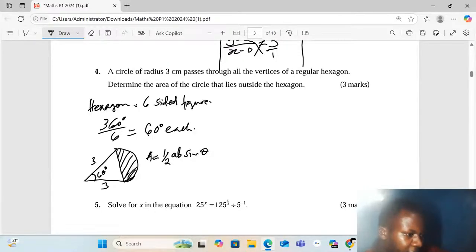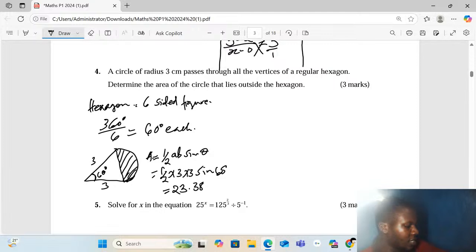Now, let's find the area of the triangle alone. That is half AB sine theta. That is half times A is 3, B is 3, then sine 60 degrees. So it gets 23.38 for the single triangle. Then you calculate now the area of a circle.